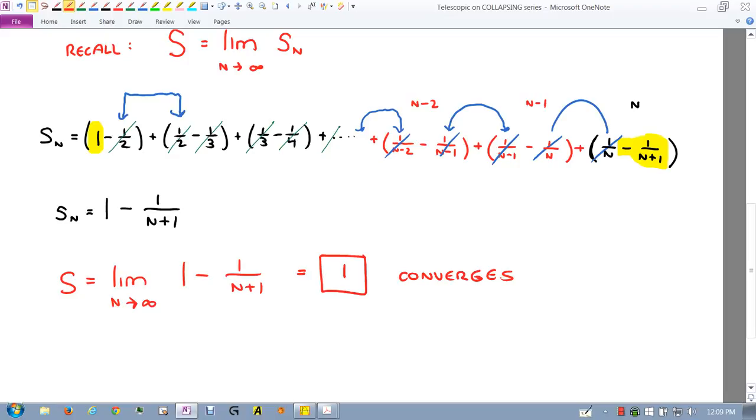So on a test, if I say find the sum of the series, I'm telling you it's geometric or harmonic. I'm telling you that. I'm sorry, geometric or telescopic, because those are the only two series we can actually find the sum of.